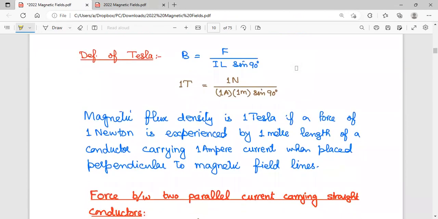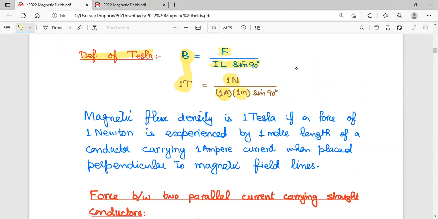So this is a very important exam definition as well. You have to define Tesla. Whenever you have to define any unit, you write its formula. So B is F over IL sine theta. And then you put the unit. For B, the unit is Tesla. For F, the unit is Newton. For I, it is ampere. For length, it is meter.